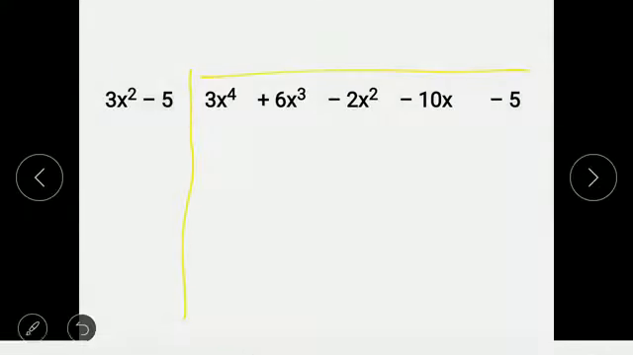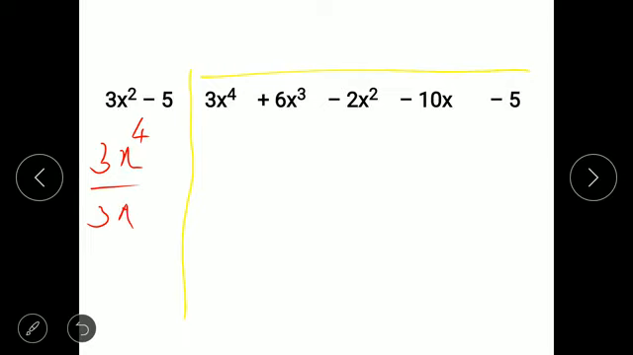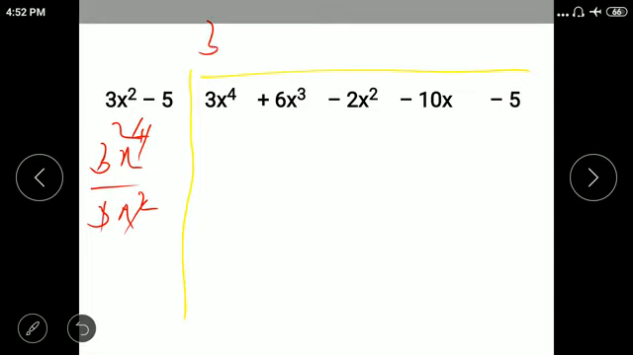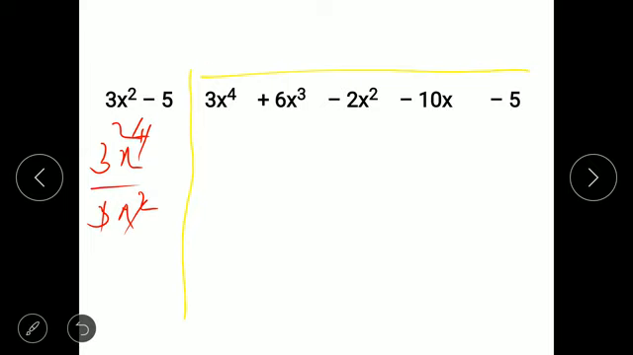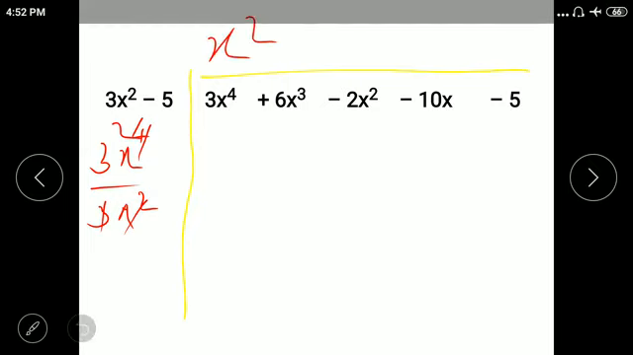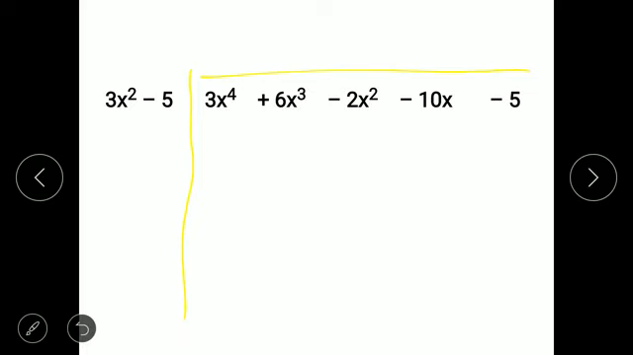Division you can do by yourself. What is the first term? 3x to the power 4 by 3x square. First term by first term. Square cancel, 2 and 3 cancel. So what are we getting? We are getting x square. First term by first term we are dividing, we'll get x square.